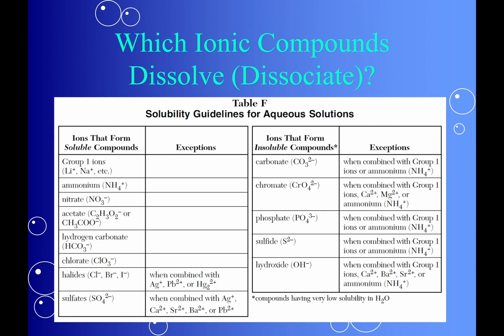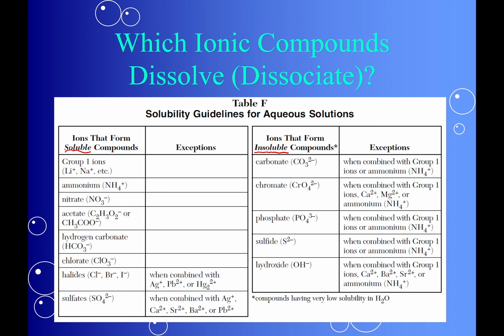We want to start becoming familiar with Table F, which shows us different solubility guidelines for a few different types of solutions, which would contain different types of ions, some being soluble, some being insoluble. Sometimes this table is a little bit confusing to read, but it's almost like two different tables here. And in the left column of each of these, we have either insoluble compounds or soluble compounds. And to the right of that column in each table here, there are some exceptions.